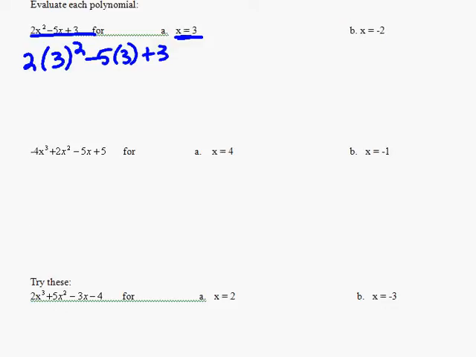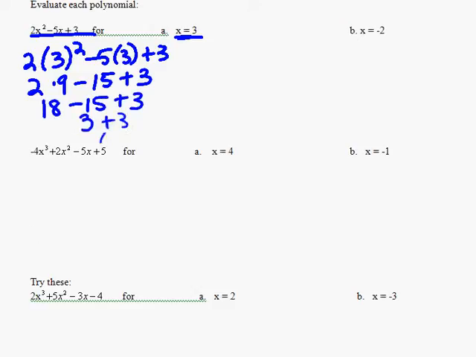3 squared is 9, so I have 2 times 9 minus 5 times 3 is 15 plus 3. Multiply before I subtract, so that's 18 minus 15 plus 3, which gives me 3 plus 3, and finally 6. That's the value of the polynomial when the value of x is 3. So please remember that when you do these for me, do not simply plug them into your calculator. Show your steps vertically like I have done, and then when you're finished, check your answer in your calculator.